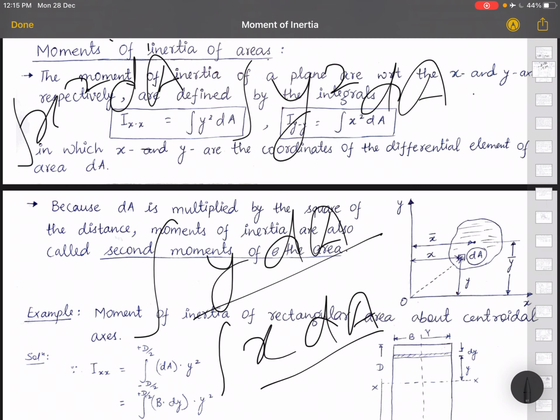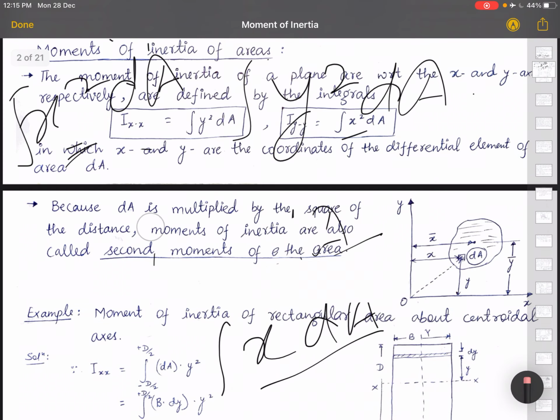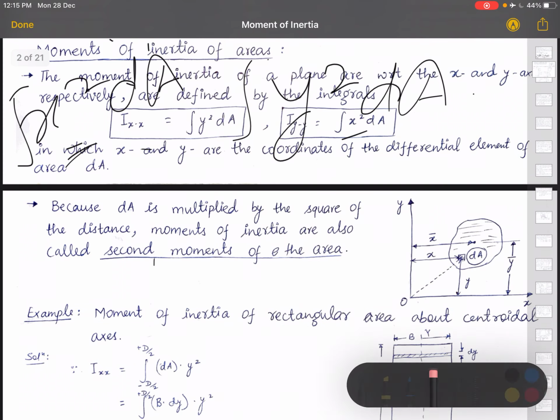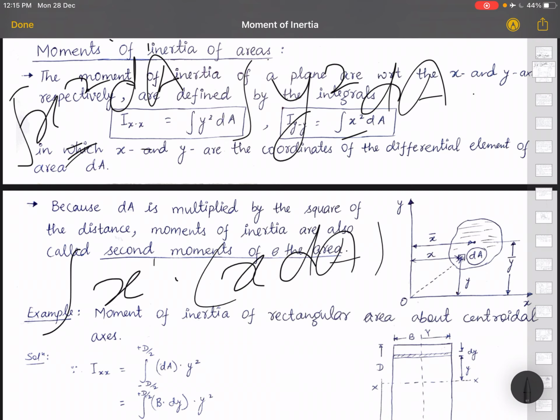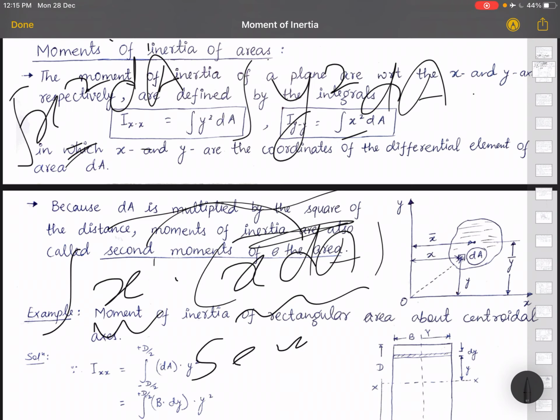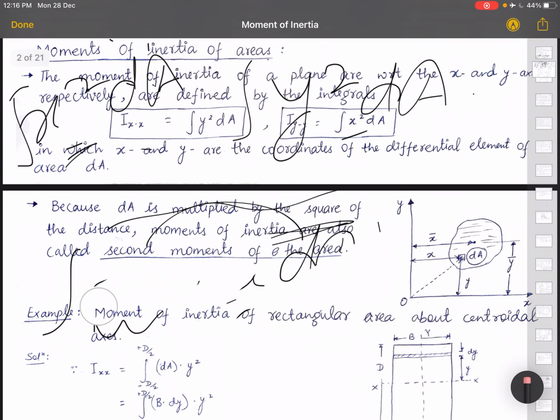That's why we call it the second moment. It is nothing but x into x dA. So this was the first moment. Then we are taking the moment of this, so this whole quantity becomes the second moment of inertia. The moment of the first moment is the second moment of inertia. So I hope it is clear.